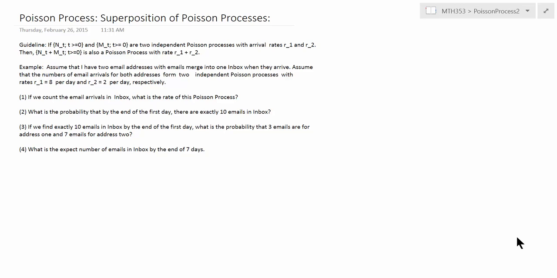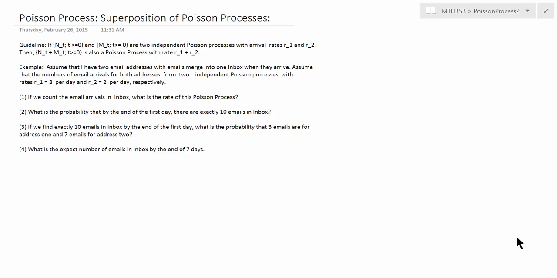Okay, so here we have an example. Now we know it is not true that all the time emails arrive according to a Poisson process, but this is just an assumption. So assume that I have two email addresses with emails merged into one inbox. So two processes, they're going to be put together. And assume that the numbers of email arrivals for both addresses form two independent Poisson processes with rates lambda 1 is 8 per day and lambda 2 is 2 per day respectively. Okay. So now let's look at the following four problems.